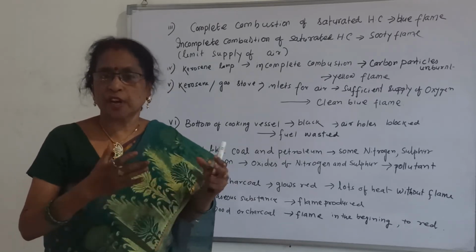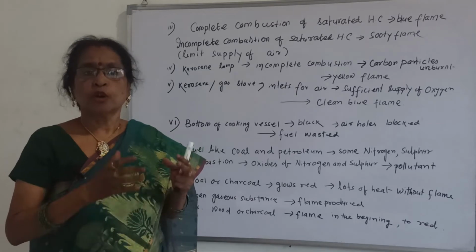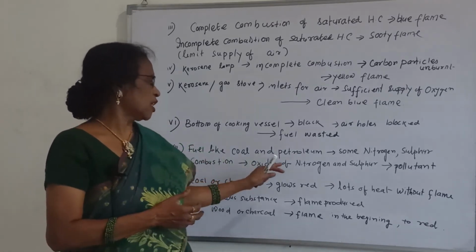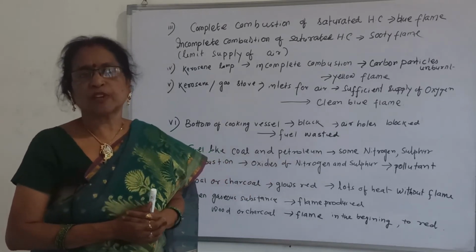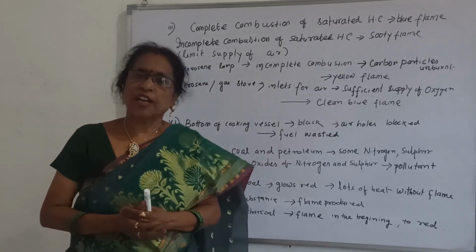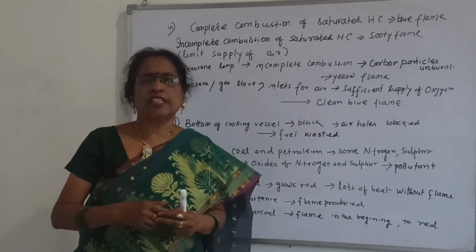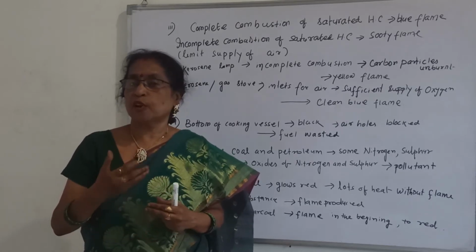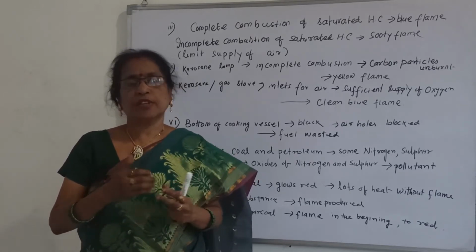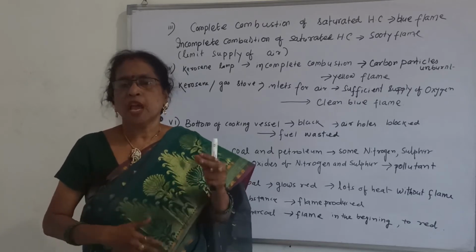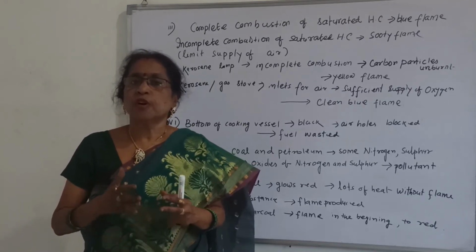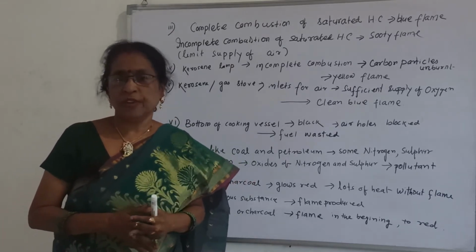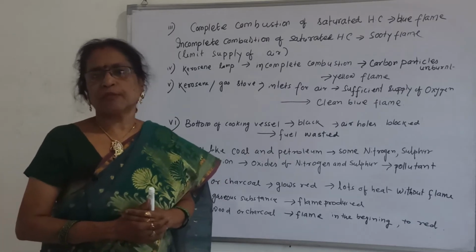After burning they give nitrogen oxide and sulfur oxide, which are the main pollutants for the environment. So these oxides of nitrogen become pollutants for the environment. And when the fuel is charcoal or wood, containing vapors or volatile substances, first of all it burns with a flame, and after that it becomes red, giving a large amount of heat without flame. Next we will see other different types of fuels.